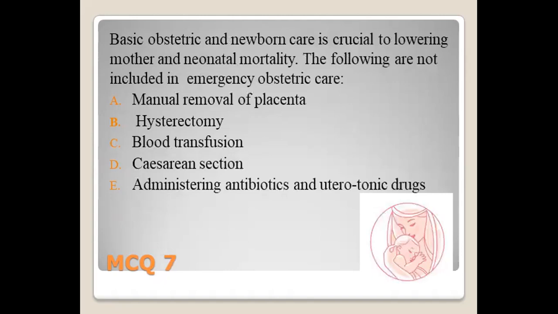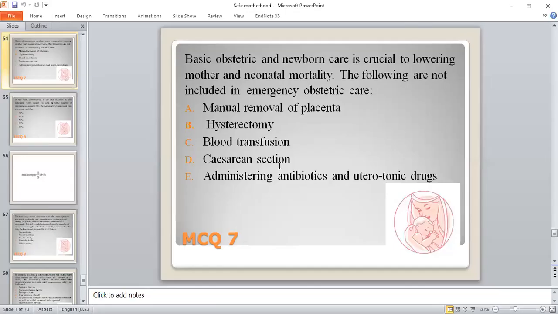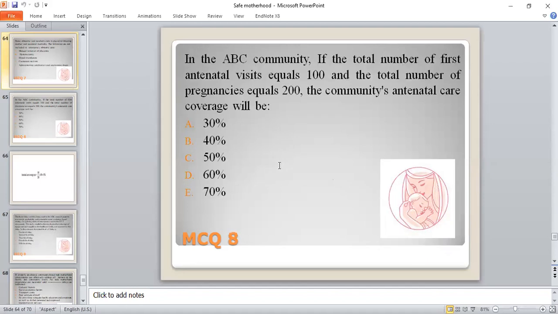MCQ 7. Basic obstetric and newborn care is crucial to lowering maternal and neonatal mortality. The following are not included in emergency obstetric care: A, manual removal of placenta; B, hysterectomy; C, blood transfusion; D, cesarean section; E, administering antibiotics or uterotonic drugs. What will be the correct option? B will be the correct option, as already mentioned, hysterectomy does not come under emergency obstetric care.